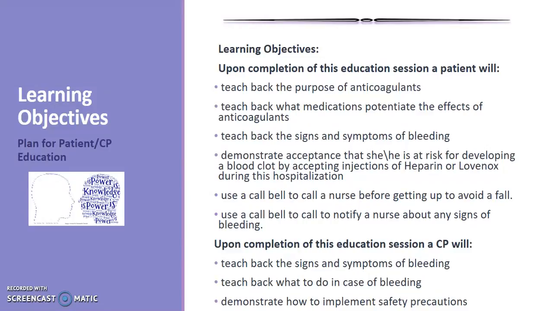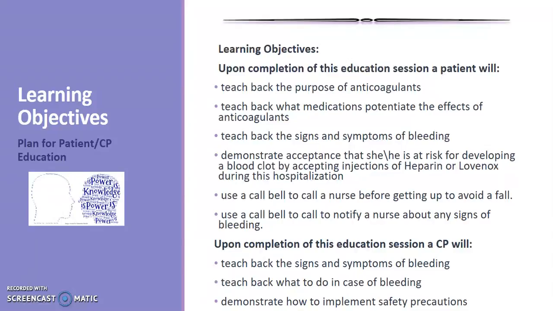Upon completion of the education session, a patient will teach back the purpose of anticoagulants, what medications potentiate the effect of anticoagulants, and what are the signs and symptoms of bleeding. The patient will also demonstrate acceptance that she or he is at risk for developing a blood clot by accepting injections of heparin or Lovenox during this hospitalization. The patient will be able to use a call bell to call a nurse before getting up to avoid a fall or to notify the nurse about any signs of bleeding.